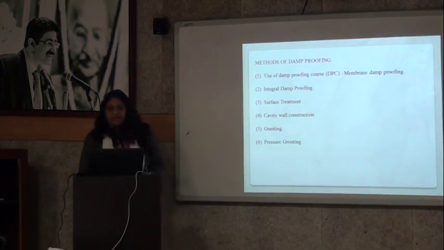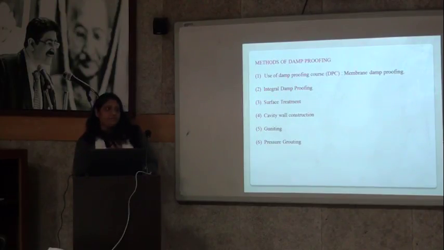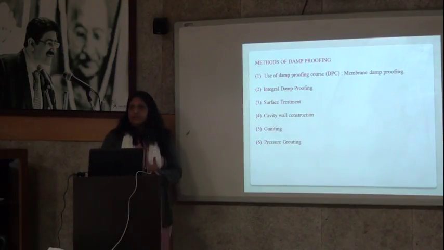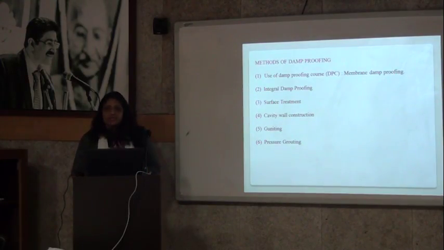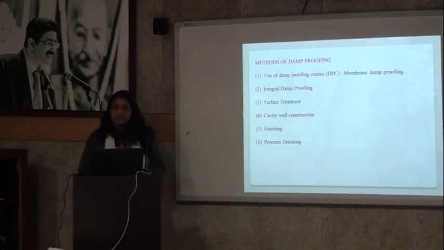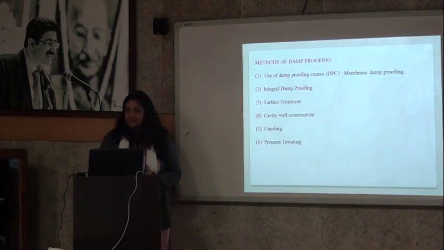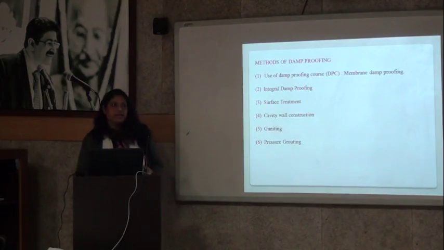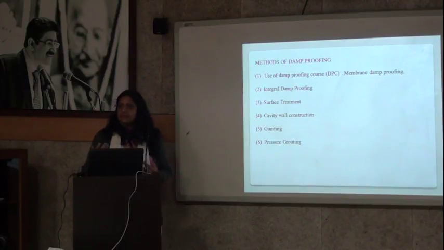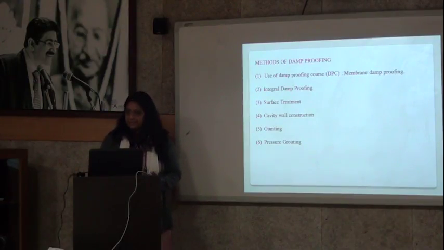So next comes the methods of damp proofing. If there is a problem, there is always a solution or treatment. So if dampness happens, what are the methods to cure the dampness? There are several methods. First is use of damp proofing courses. Then there is integral damp proofing, surface treatment, cavity wall construction, guniting, pressure grouting. All these processes are used in different situations and circumstances according to the dampness.